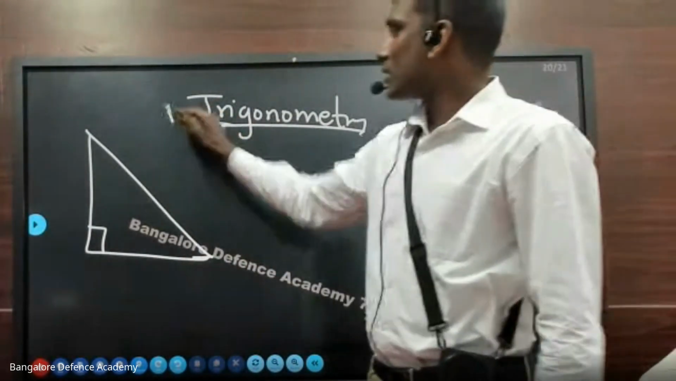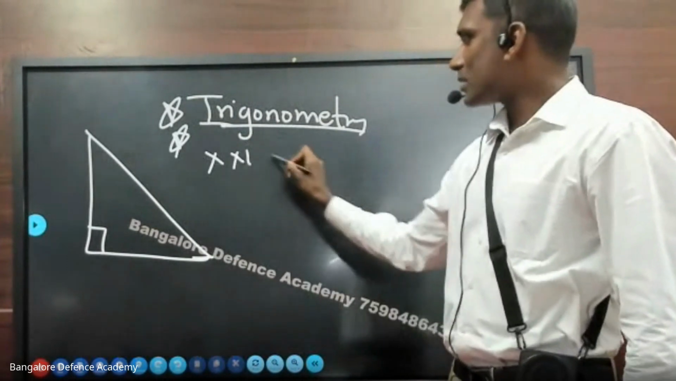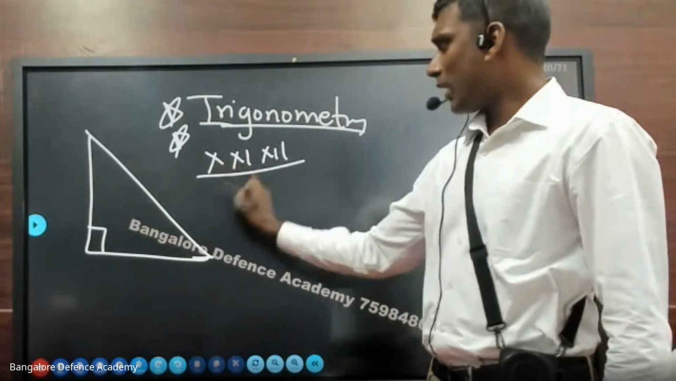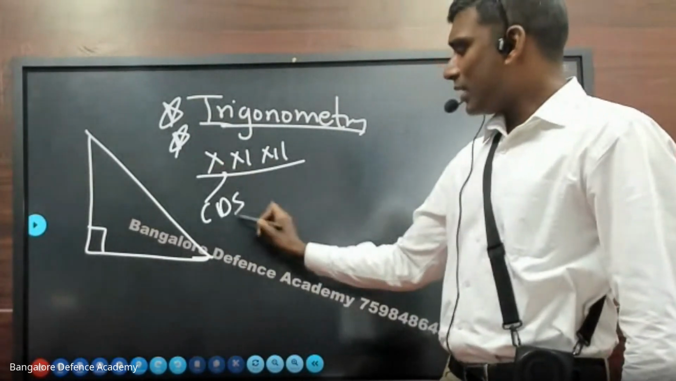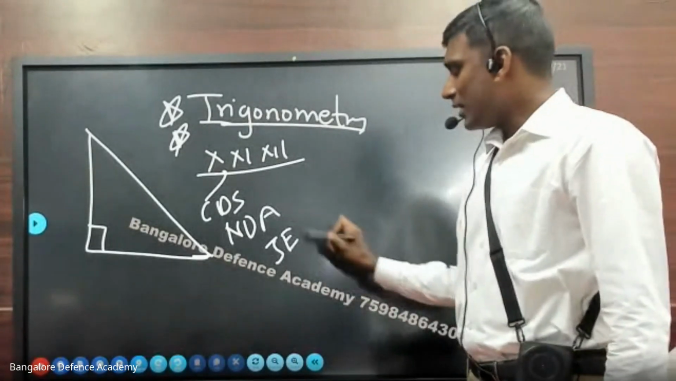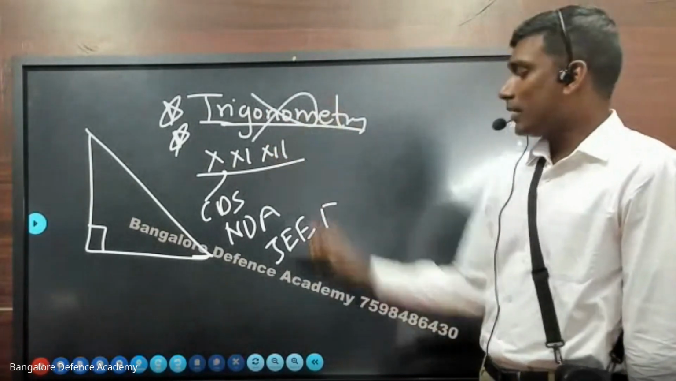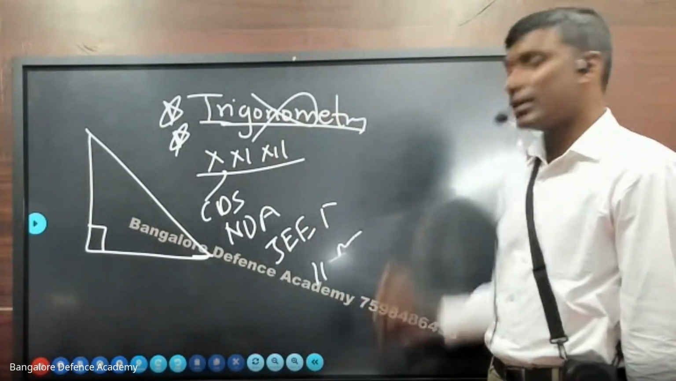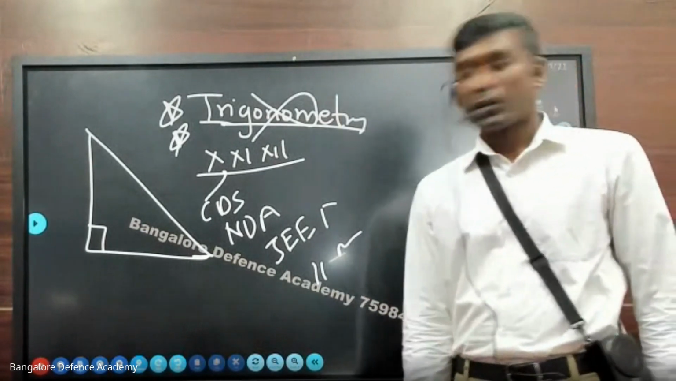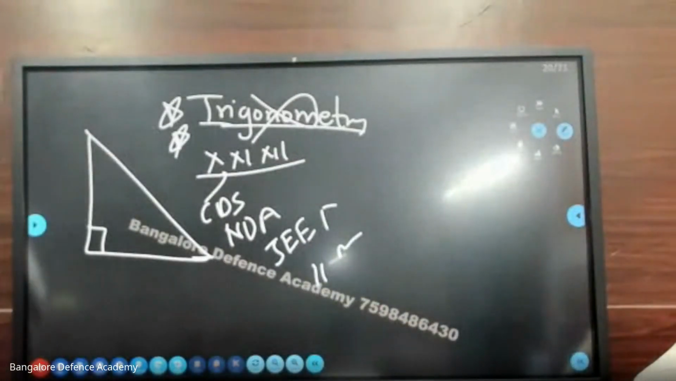This chapter is very, very fundamental for 10th standard, 11th standard, 12th standard, and for students writing CDS, NDA, JEE, CET, and 10th and 12th board exams. If you miss this trigonometry, in 12th you have matrices and determinants. Is it done in your school? Matrices and determinants? Raise your hand, 12th students. Is it done? Okay.